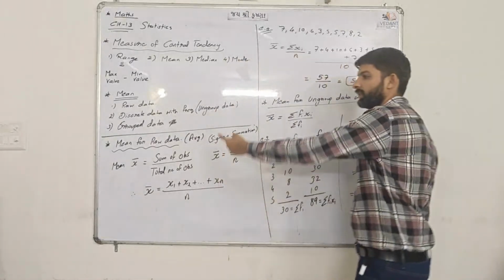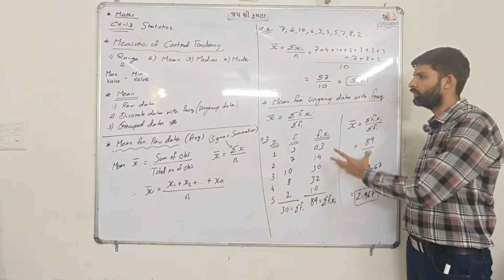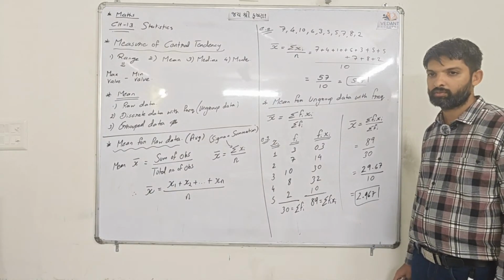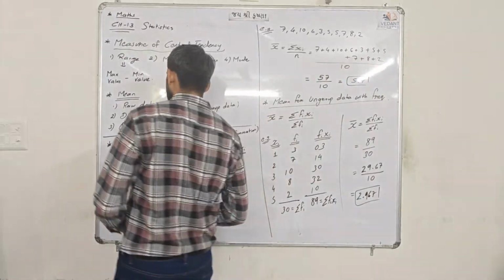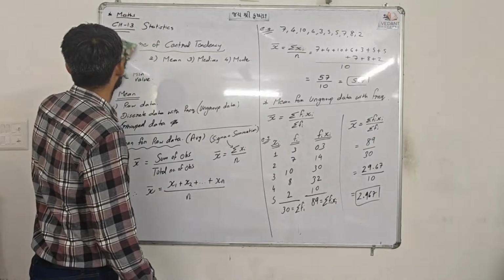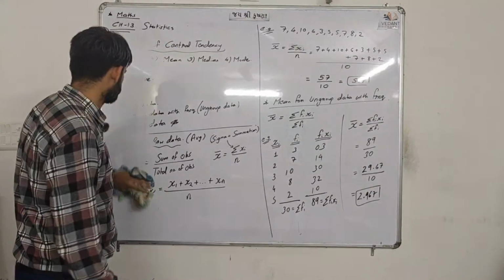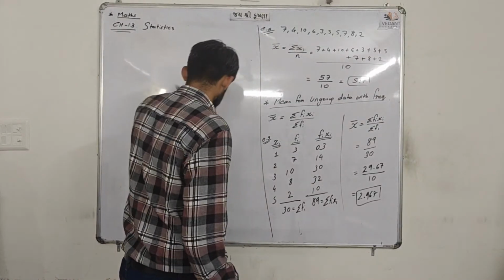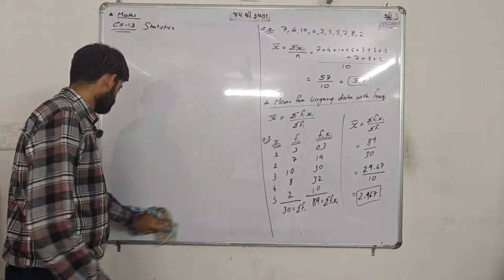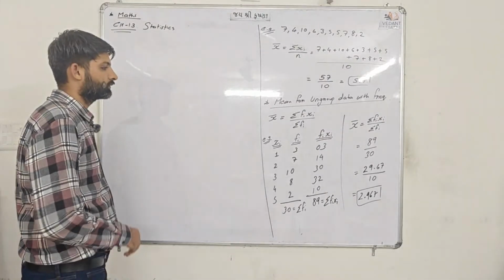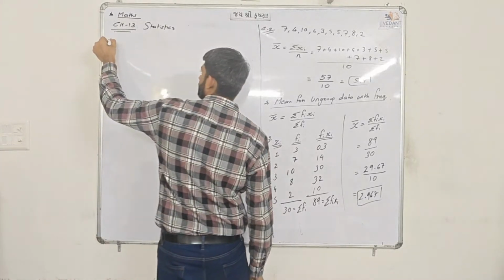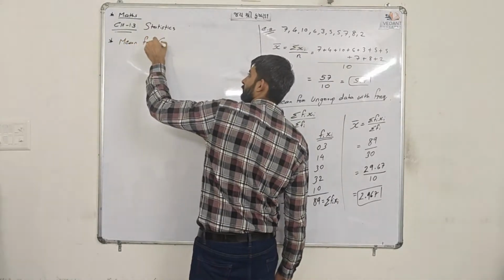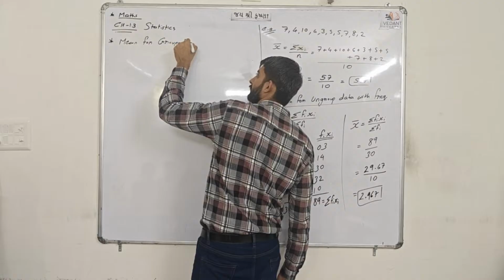So we can jump to the main concept, that is group data. These are all old concepts which were given in grade 9. Next is mean for grouped data.